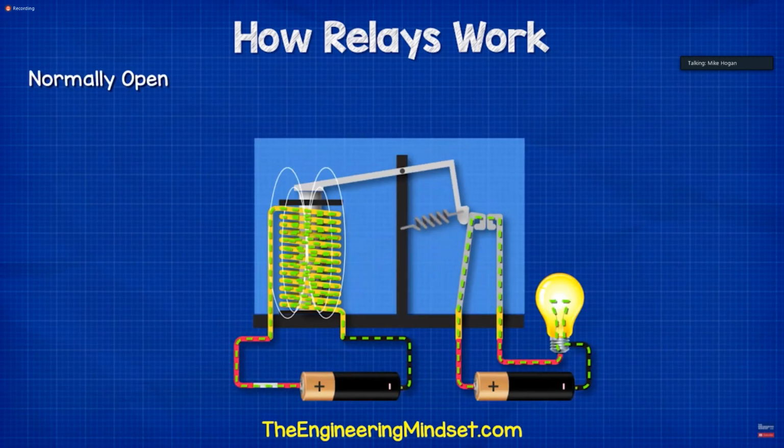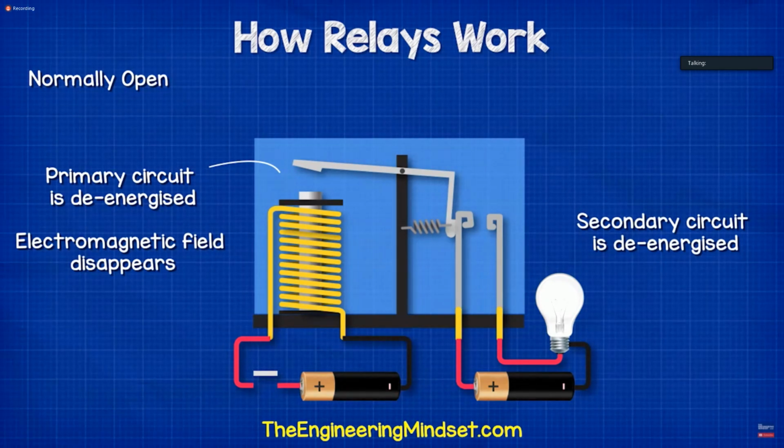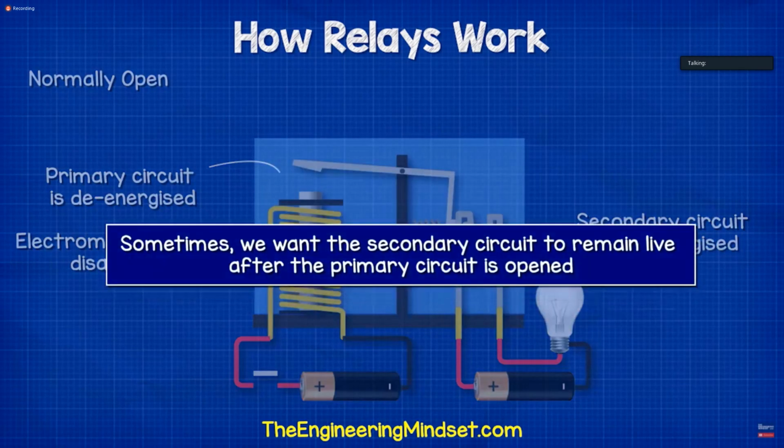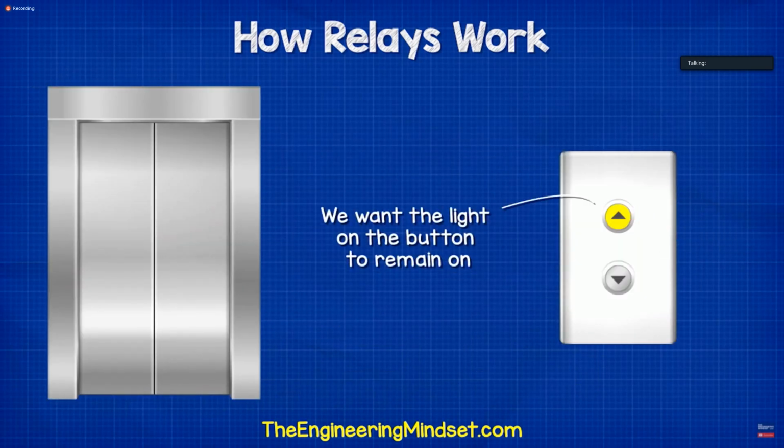In a standard normally open relay, once the primary circuit is de-energized, the electromagnetic field disappears and the spring pulls the contactor back to its original position. But sometimes we want the secondary circuit to remain live after the primary circuit is reopened. For that, we can use a latching relay. For example, when we press the call button on an elevator, we want the light on the button to remain on, so that the user knows the elevator is coming. So we can use latching relays to do this.